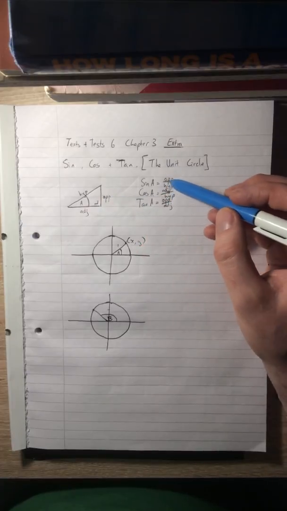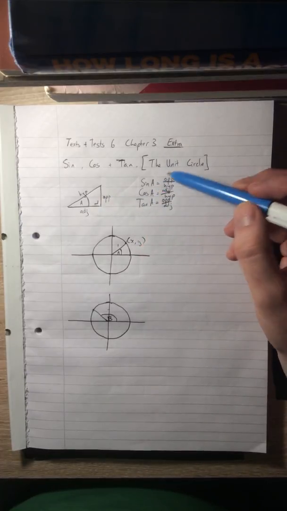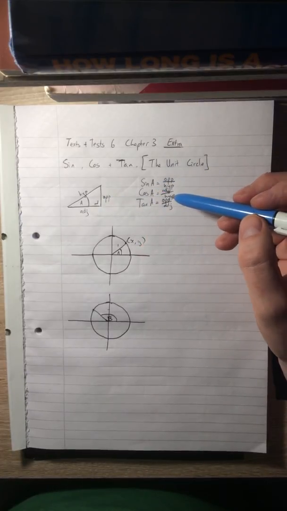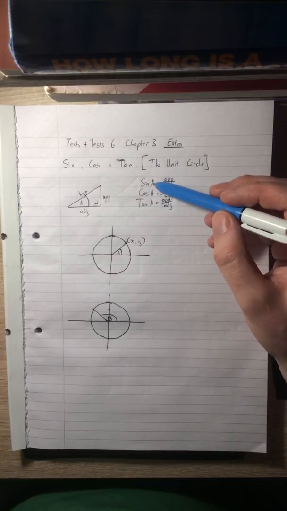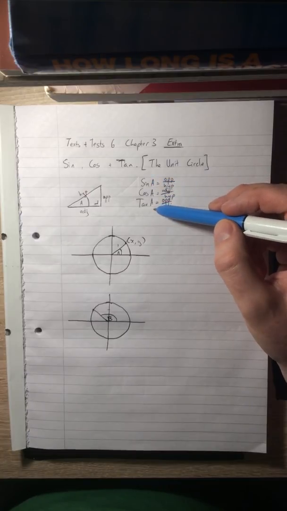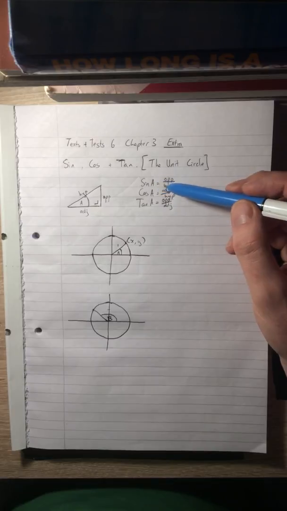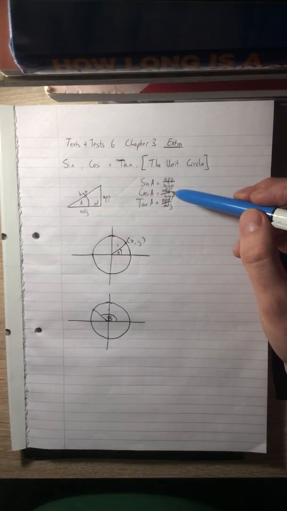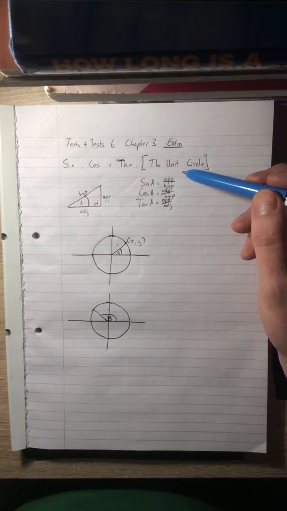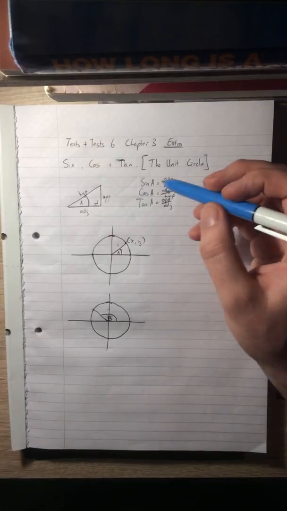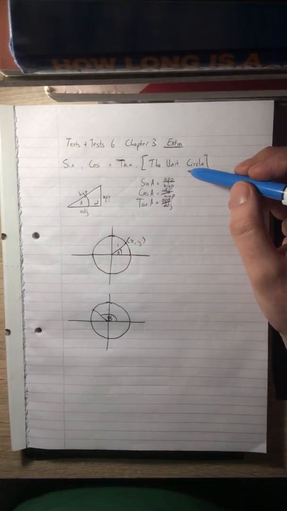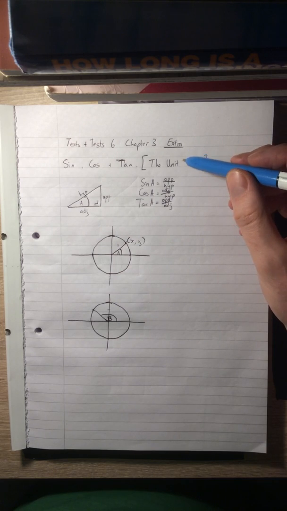The problem with this definition is that it only allows for A to be an angle between 1 and 90. If A has a value of 0 or 90 or anything bigger than 90, these definitions make no sense. So the unit circle is our new definition for sine, cos, and tan, and it chimes with the old one. So we'll have a quick look at it here.